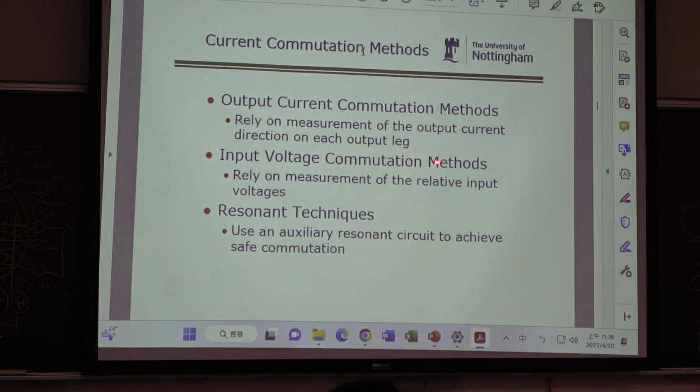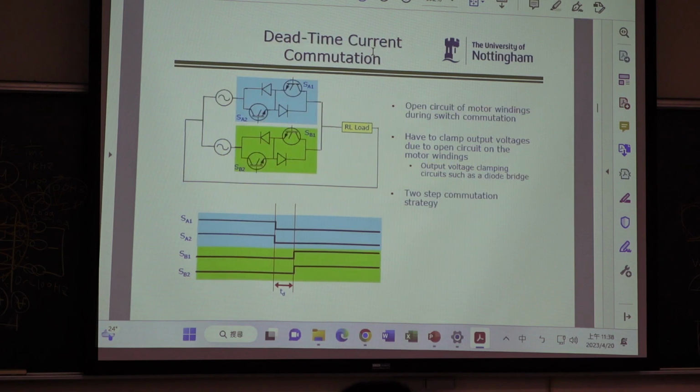For input voltage commutation, we rely on measurement of the input voltage. We can use a resonance technique, but this is too complicated. We don't want to discuss it here. So we can measure the output current or input voltage. So two methods. So now, the first one, the time-based current commutation.